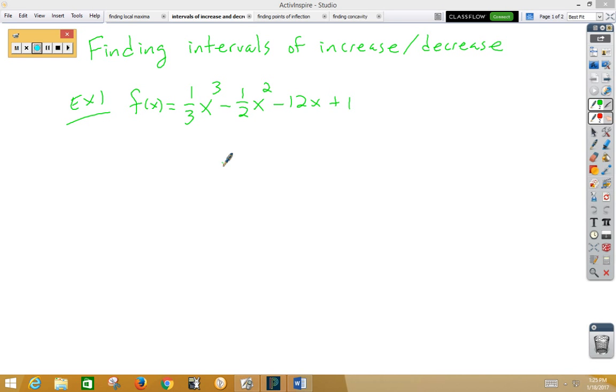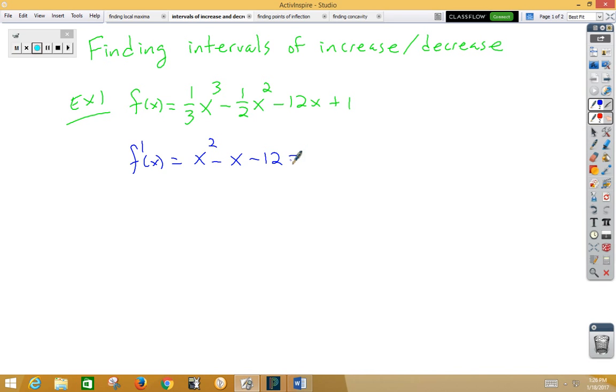In this video, we're looking at finding intervals of increase and decrease on curves. In our first example, we have a function and we would like to find where it increases and where it decreases. So the first thing we're going to do is take the derivative. If we take the derivative, f prime of x, we would get x squared minus x minus 12.